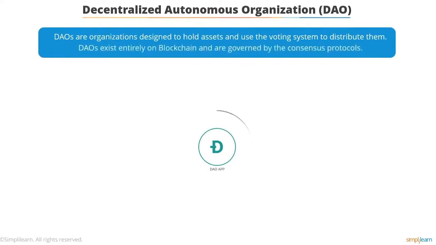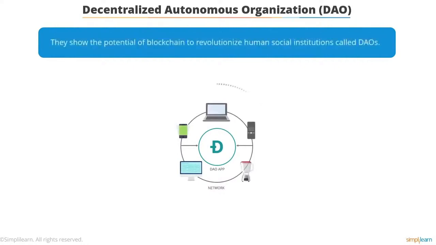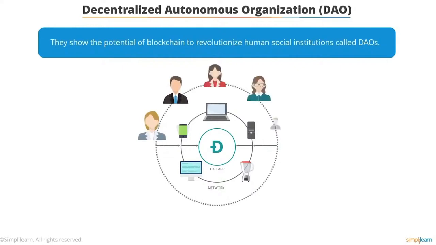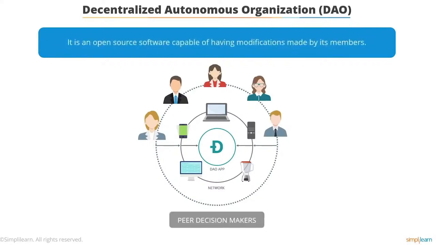They exist entirely on blockchain and are governed by consensus protocols. They show the potential of blockchain to revolutionize human social institutions. A DAO is an organization run by rules agreed through a consensus process among its members and written in a set of contracts run via a blockchain. It is open source software capable of modification by its members.